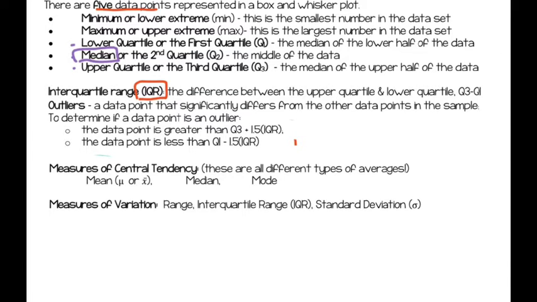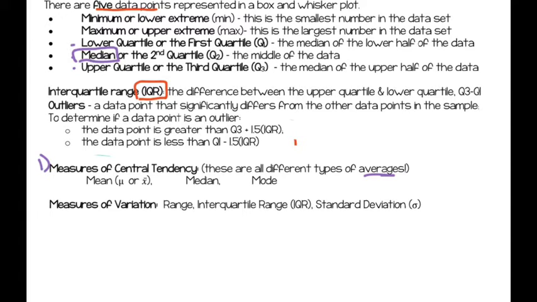One is the measure of central tendency, and that's what we've been using. That's the mean, median, or mode. These are different types of averages. Usually when we say average, we're talking about the mean. But a median is a type of average and a mode is a type of average. They all tell us kind of the big picture of what's happening with our data.